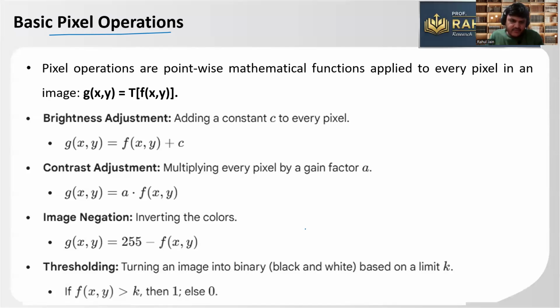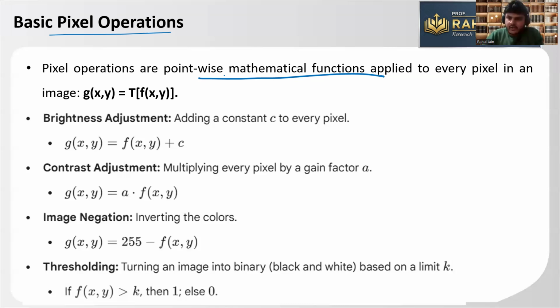Here in this session, we are going to discuss the basic pixel operations. Basic pixel operations are also called point operations or point-wise mathematical functions, which are applied to every pixel in an image, in which each pixel is modified independently without considering its neighbors. These operations are very simple, fast, and form the foundation of many image enhancement techniques.